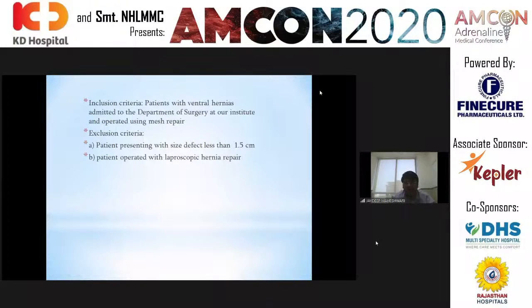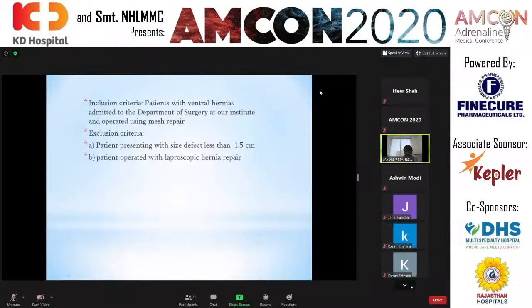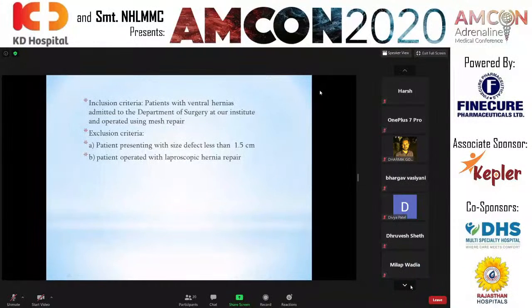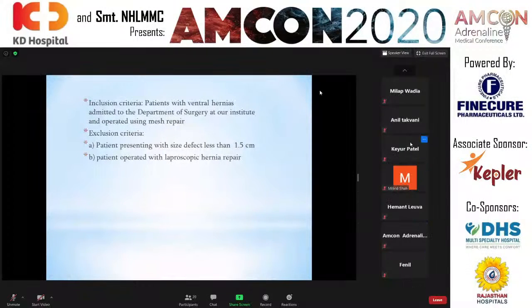The inclusion criteria include patients with ventral hernias admitted at the surgery department in our institute, and the excluded patients were those with a defect size less than 1.5 cm or operated with laparoscopic hernia repair. Next slide, please.